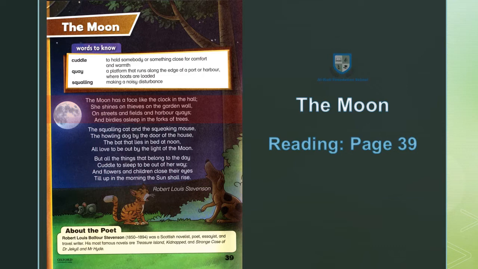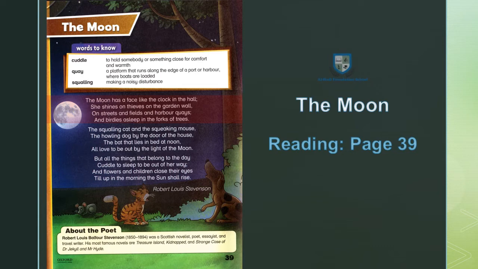The moon has a face like the clock in the hall. Chand ki shakal hall mein lagi ghadi ki tarah hai. Yahan par moon face ko clock se tashbih di ja rahi hai, yani ki usko compare kiya ja raha hai. She shines on thieves on the garden wall. Baag mein deewar par baithe choron par bhi chamakta hai ya roshni dalta hai.